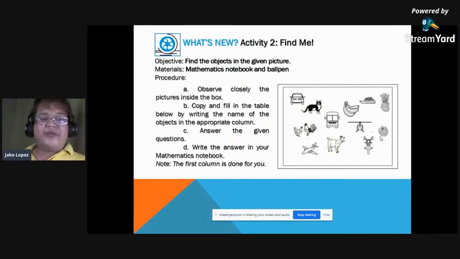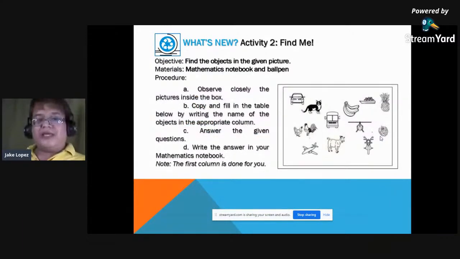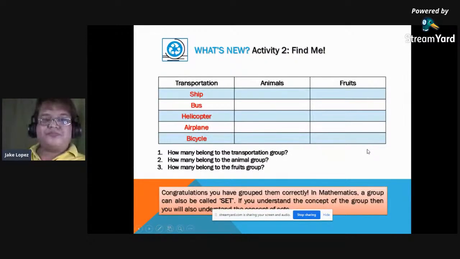So you need to copy and fill the table after this slide and answer the questions. And you can write it in your notebooks. So here is the table. The first column is the mode of transportation. That's the example. So we have the ship, the bus, helicopter, airplane, and bicycle. So makikita natin here, here's the car, the bus, the helicopter, the motorcycle, and the airplane, and also we have the ship. Okay, for column 2 and column 3, you're going to look for the animals and the fruits.